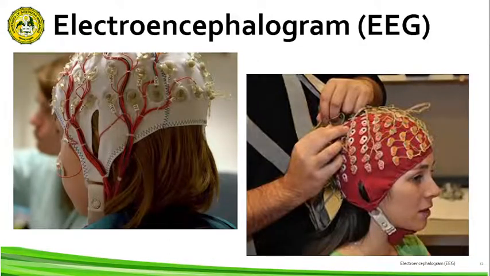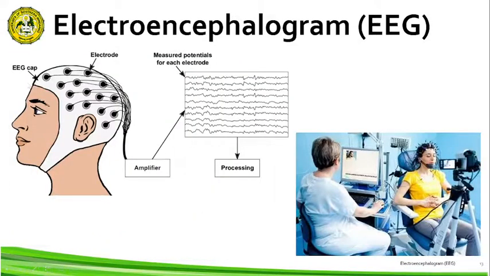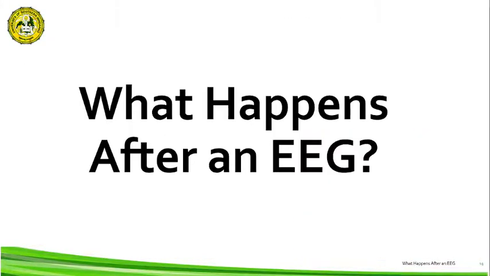So this is the literal picture of an EEG in real life. If you can see, this is the EEG cap. These are the electrodes, about 20. This is the amplifier that is connected to a machine or the wire. And this will be the result, the recorded video that will be processed, and soon the client will have the result. So next question is, what happens after an EEG?